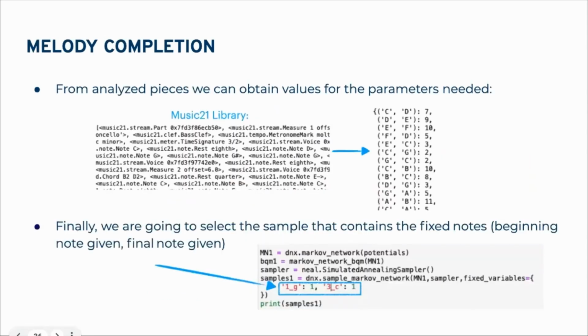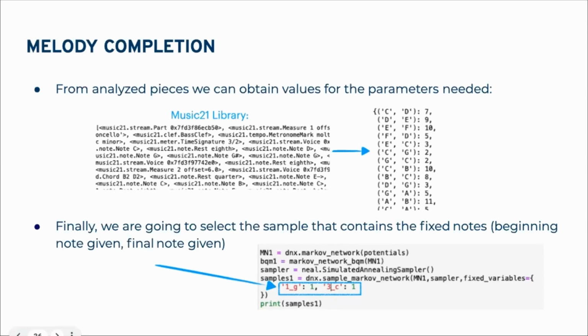For the potentials, we analyzed several pieces of music, including some of the inventions of Bach. For that purpose, we used the Music21 library, which is a fantastic tool that allowed us to analyze MIDI files and extract notes from the music pieces that we chose. And finally, in order to have in our solution the initial and final note that we chose beforehand, we set some constraints to the system.